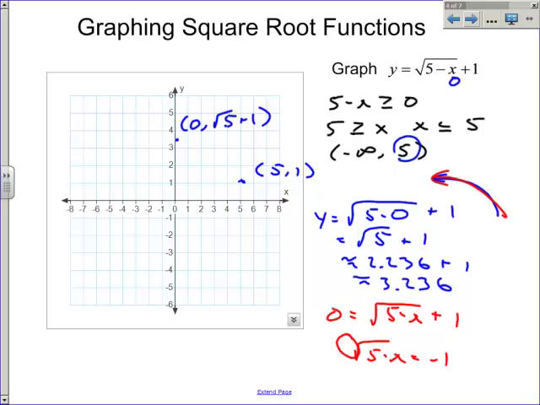So I can just draw my graph from here. What's the range? In this particular case, my range is actually going to go from 1 to infinity.